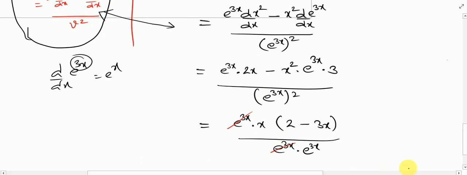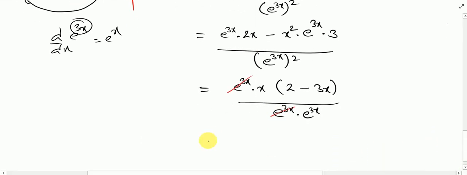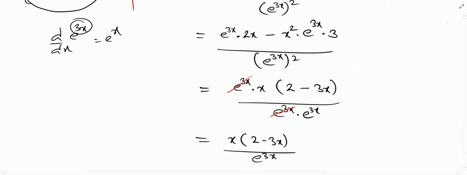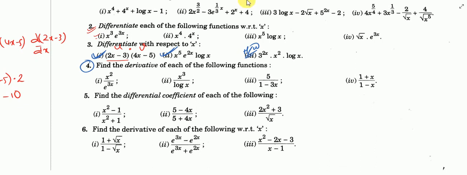So equal to x times in bracket 2 minus 3x, and here you get e to the power 3x. So this is the answer, this is the derivative. Okay, so question number 1 is done.